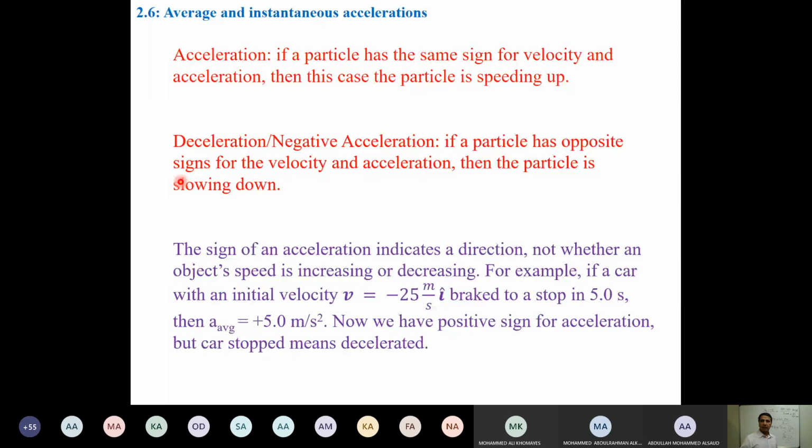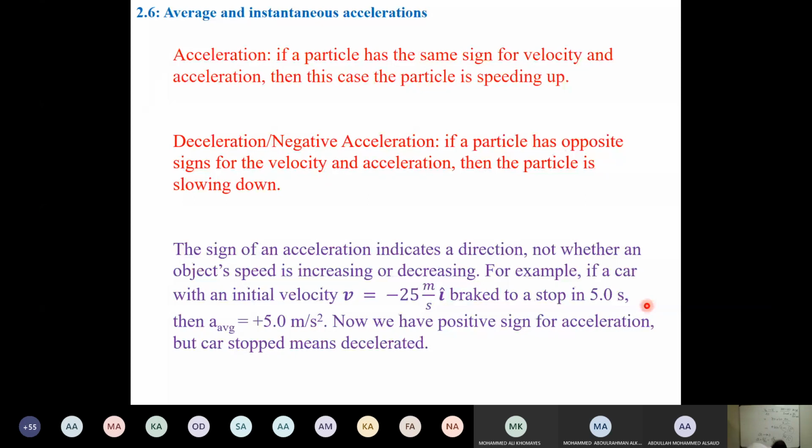The sign of an acceleration indicates a direction. That's one thing which we knew for sure. Not whether an object's speed is increasing or decreasing. For example, if you have a car that goes in the negative x direction with 25 meters per second, it brakes and the speed comes down to 0 when it comes to a stop. And the time interval in which it comes to a stop is only 5 seconds.